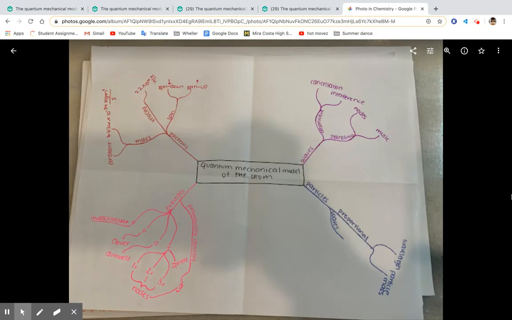So that is basically it. That is the quantum mechanical model of the atom.